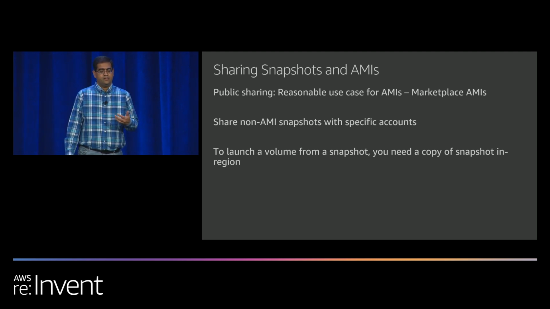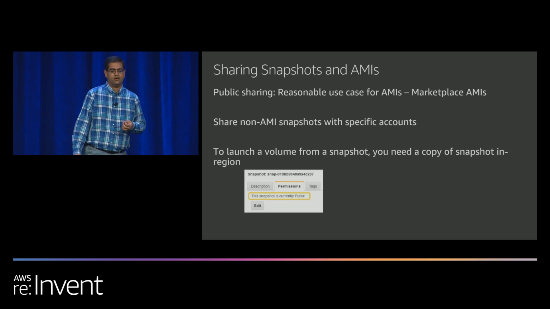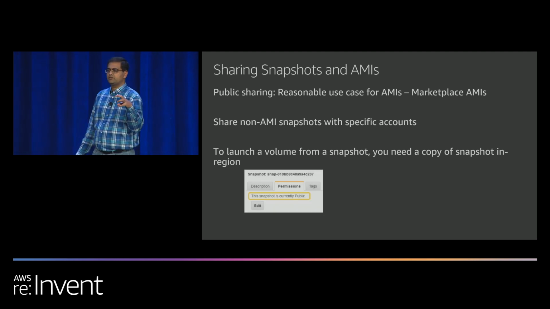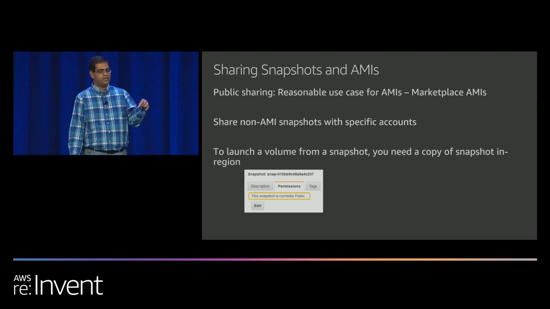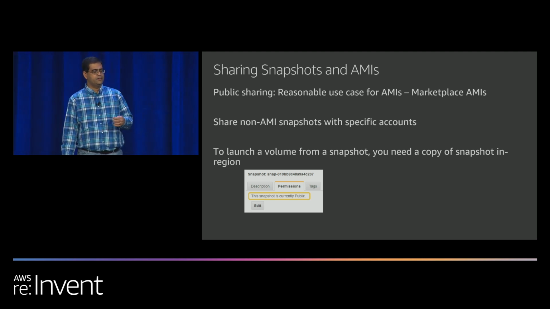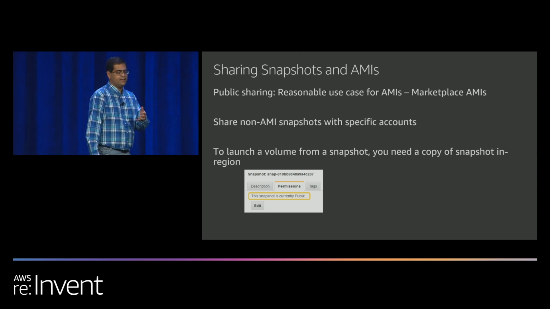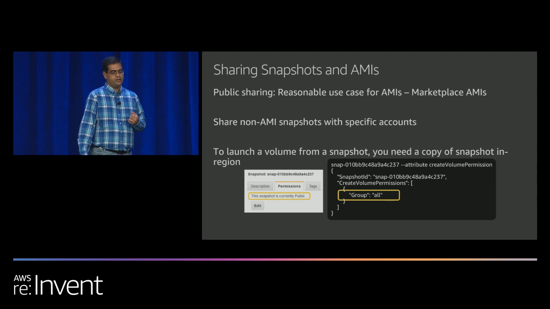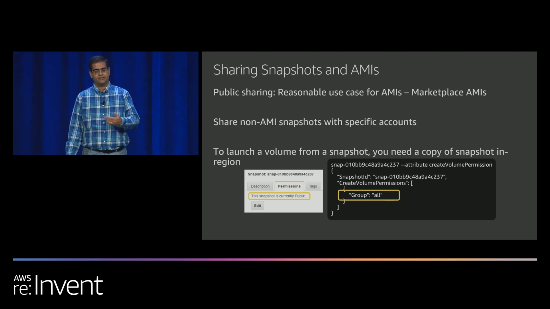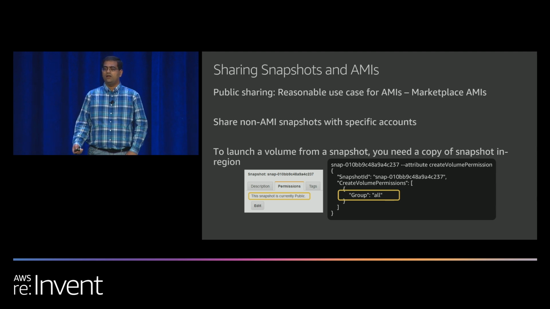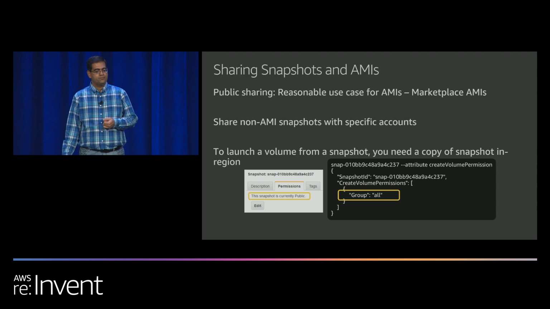One question I get asked often is, how do I check what my snapshot sharing permissions are? Two ways to do it. Here's on the console. Within the snapshots console, there is a permissions tab. You can click on the permissions tab, and as an example, here's a snapshot that I'd made public. That is an example of a snapshot that is public. If you pull the describe volume, the create volume permissions, you can see that the group is all. Again, that's a publicly shared snapshot. Again, very few reasons to actually do that. Make sure you understand why you're doing it and how.